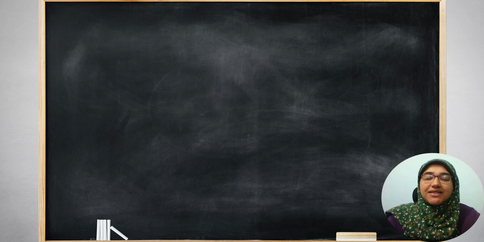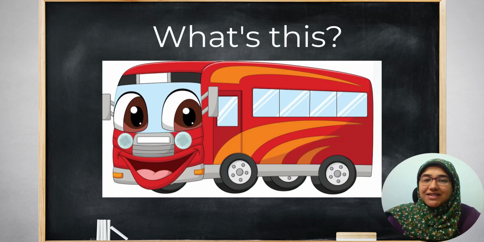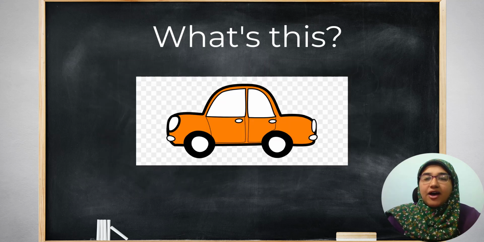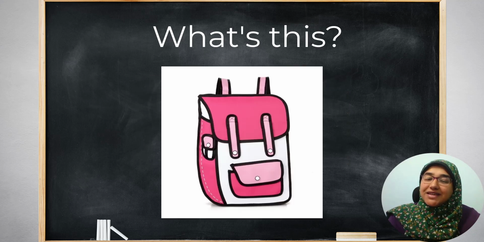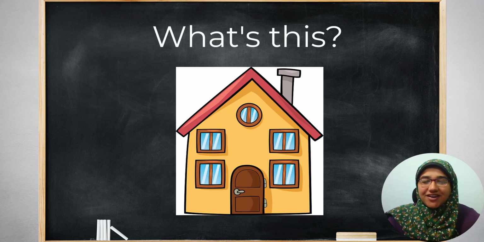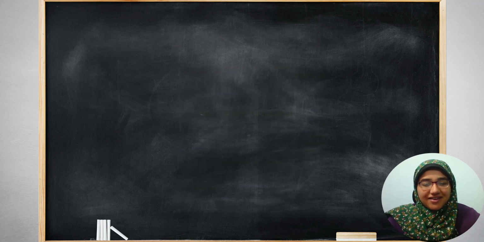Now let me ask you, what's this? A bus. Very good. How about this one? What's this? A car. What's this? A bag. Yes, very good. And what's this? A house. Excellent job.